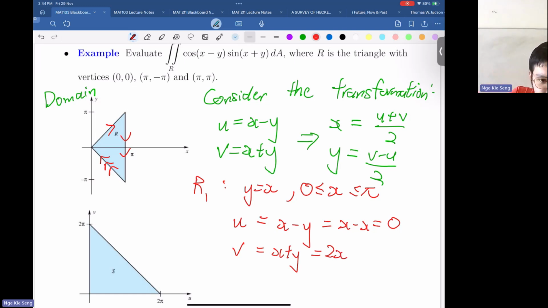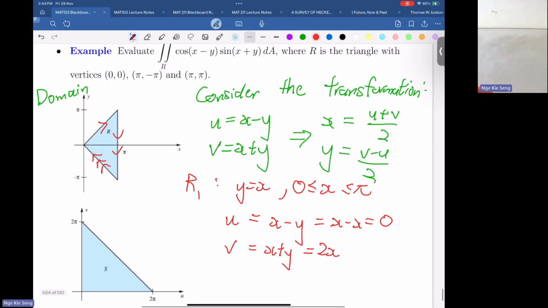Is this useful or not? What does this tell you? This tells you the range of v when u equals 0. Your x can take what values? 0 to pi. But your v is 2x. So your v ranges from where to where? 0 to 2 pi. Good. So your v will range from 0 to 2 pi.